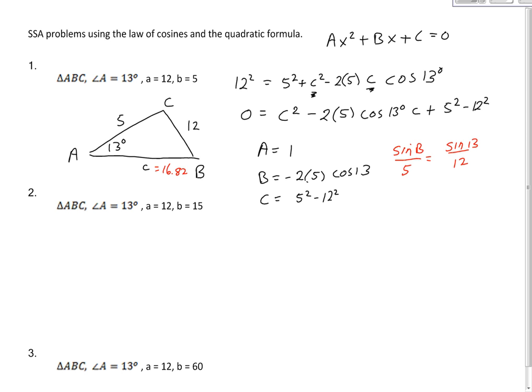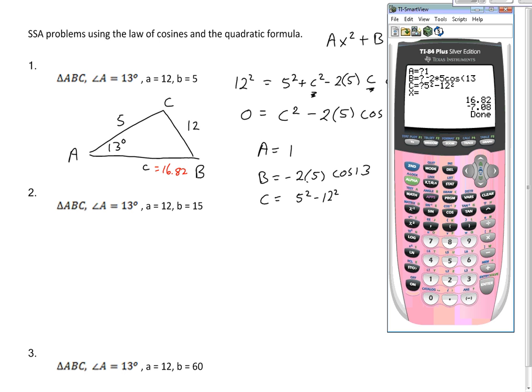Now notice I could have used the law of sines just like this from the very beginning, but it wouldn't tell me if I had 0, 1, or 2 triangles. So that's the advantage of using the law of cosines, as you'll see on another problem here. So I would do, I'm sorry, sine B is equal to 5 times the sine of 13 divided by 12, and take the inverse sine of all that stuff. You might write things down a little bit differently than I'm doing, but that's going to be angle B.